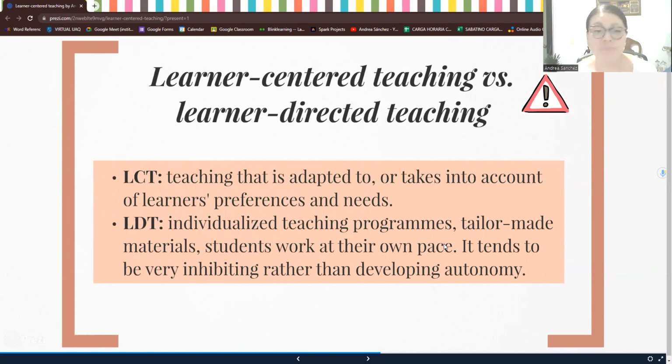The thing is that learner-directed teaching, basically, there is a group of experts that develop programs, but also materials, but they adapt these materials and these programs to specific individuals. So it is a very personalized way of teaching and learning. Yeah, exactly.